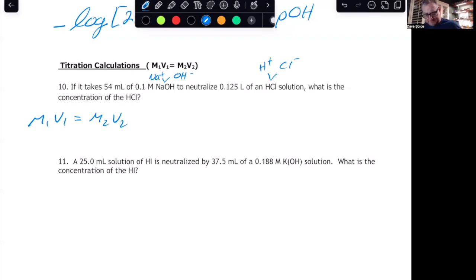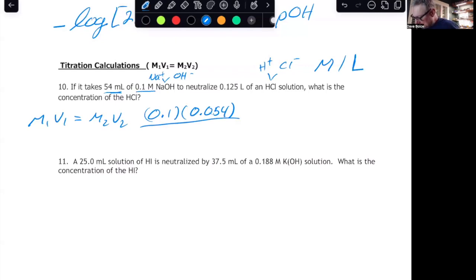Let's figure this out. M1 is 0.1, so let's put that in there, 0.1 times V1. Now, here's the problem with V1. Pay very close attention. This has to be in concentration and it has to be in volume, which is in liters. This is in milliliters, and so I need to divide by 1,000 in order for this to work. So 0.054, just move that decimal place over 3.